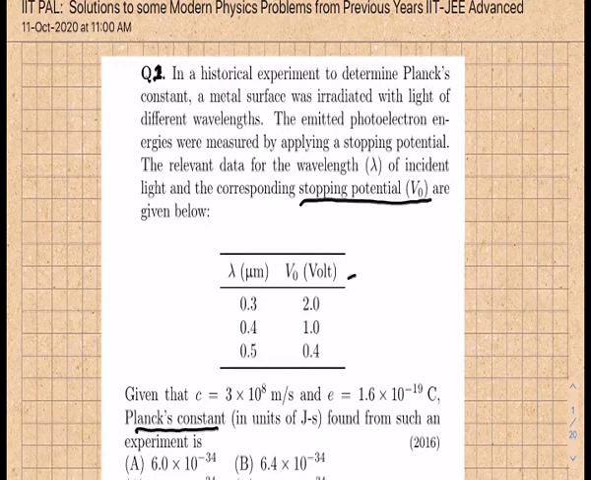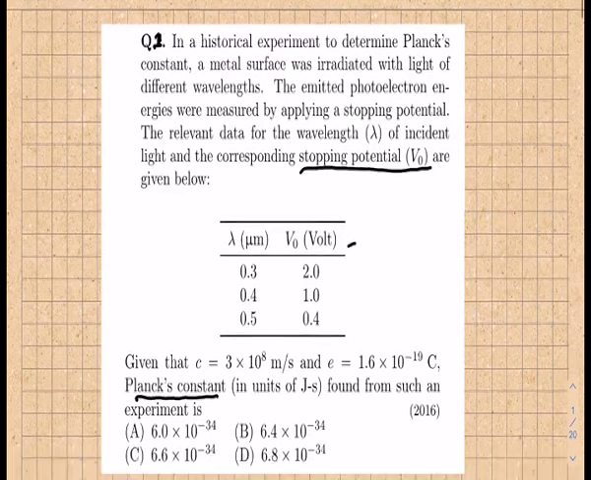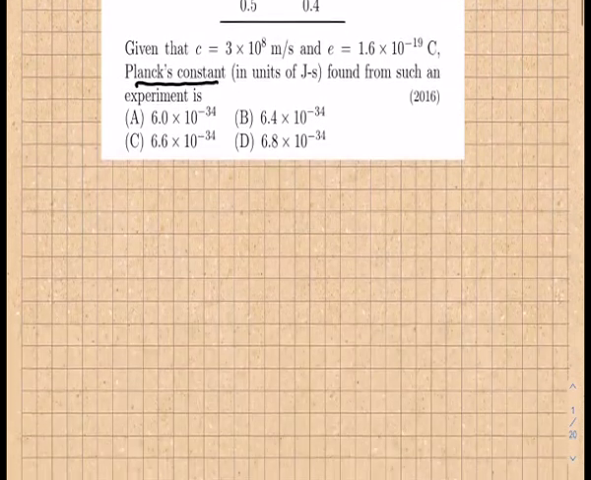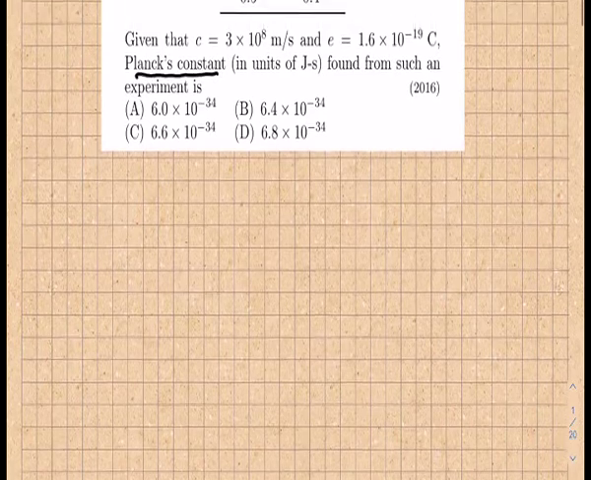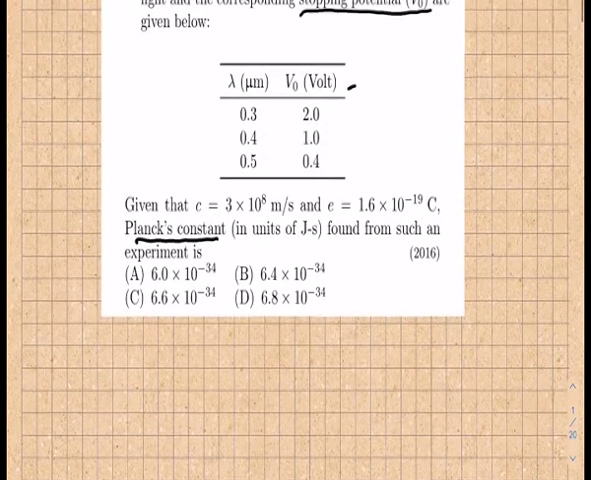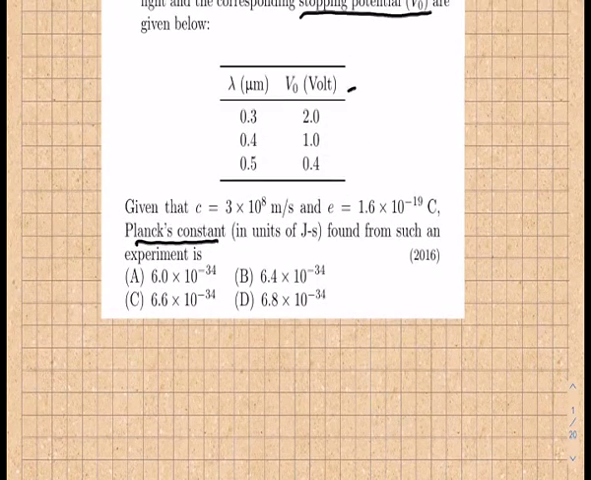Let us solve this problem. This question was asked in 2016 Advanced JEE. Before you do the problem, you have to keep in mind that the data given to you are the speed of light, the electron charge, and certain information about a tabulated data of wavelength lambda and the stopping potential V0.